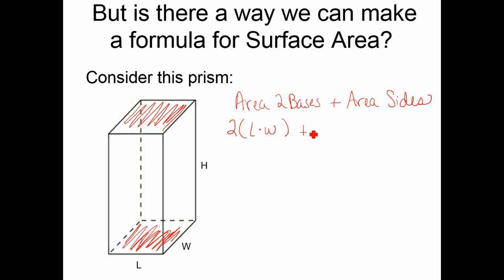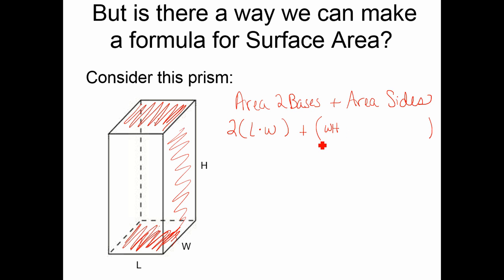Now, how about the area along the sides? Are they all the same rectangle or are they different? Well, let's think about that. I would be adding together the area of all the sides, and it would look something like this. This rectangle right here would be W times H.